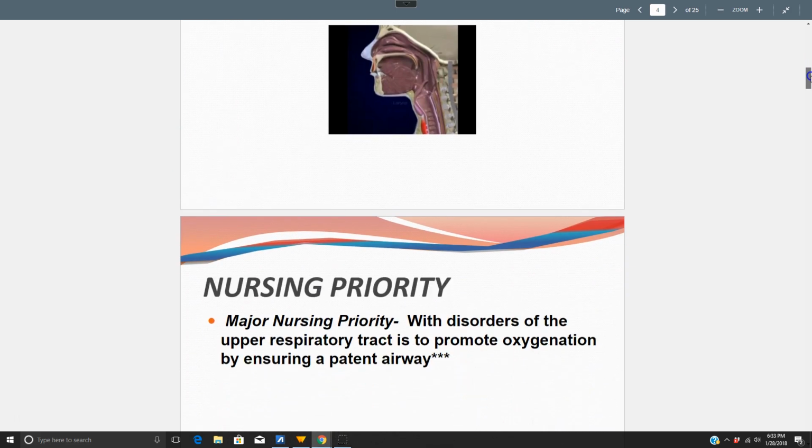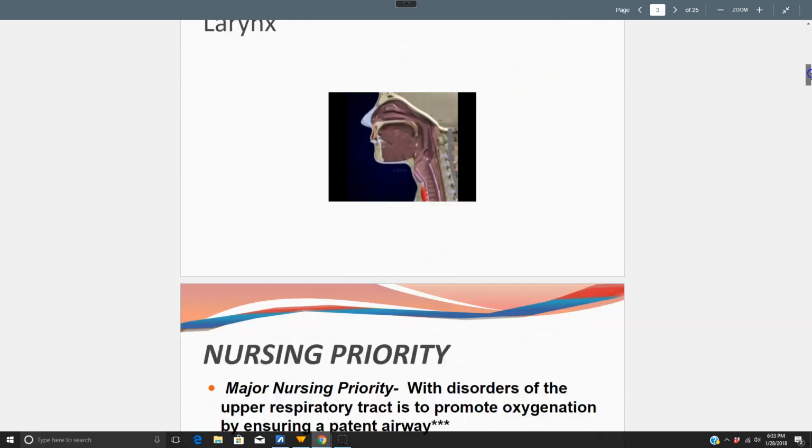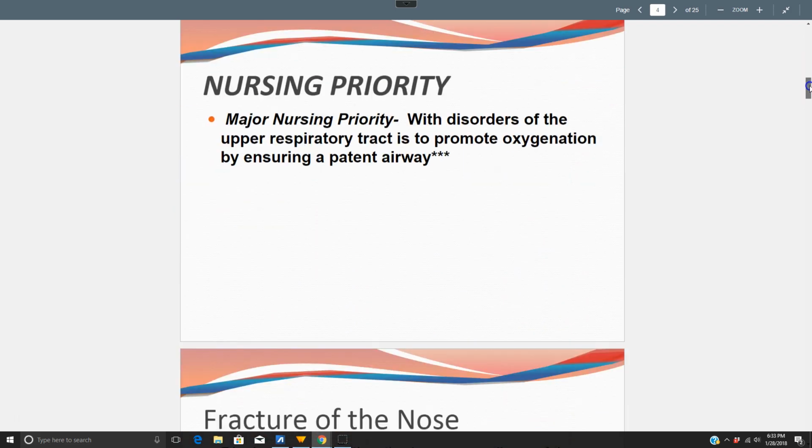These are just showing you those upper airway structures that I just mentioned, and obviously this slide is extremely important. Always remember this, and have it embedded in your brain: our major nursing priority with diseases and disorders of the upper respiratory tract is definitely to promote oxygenation by ensuring that the patient has a patent airway.